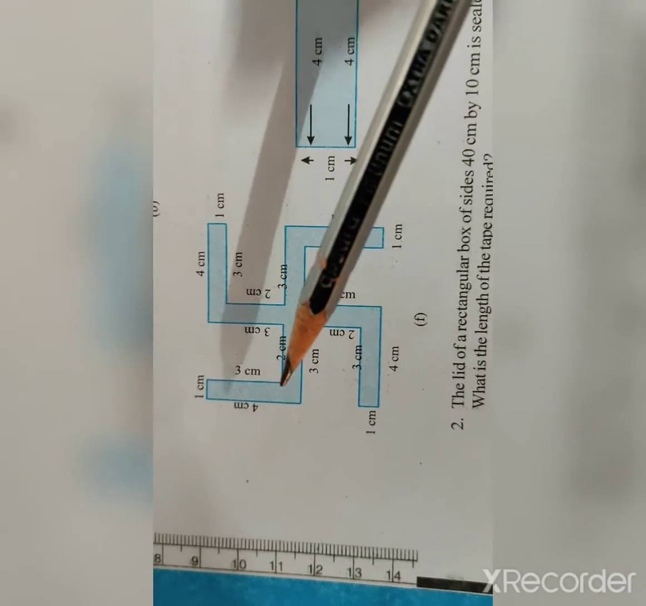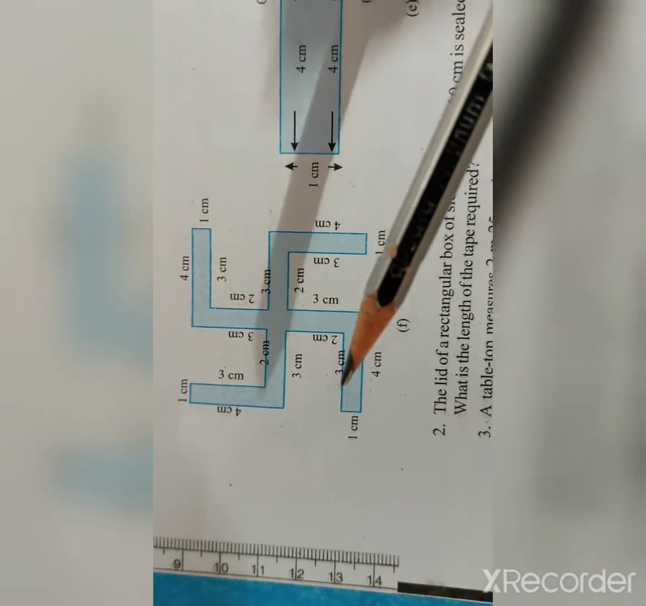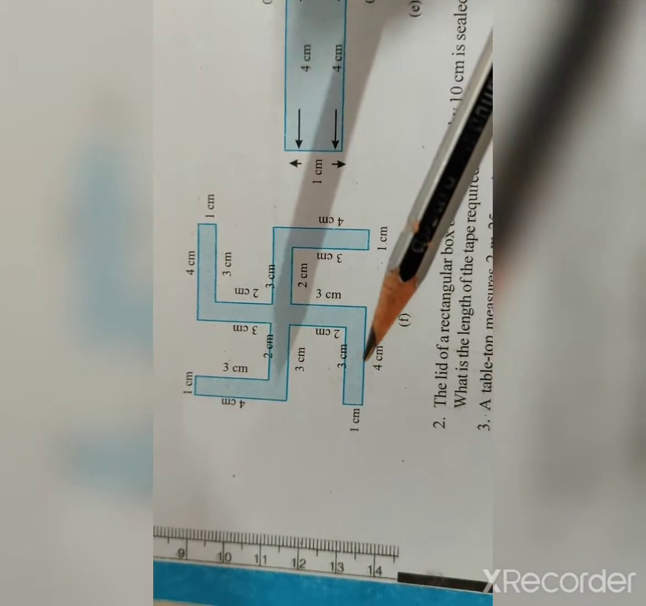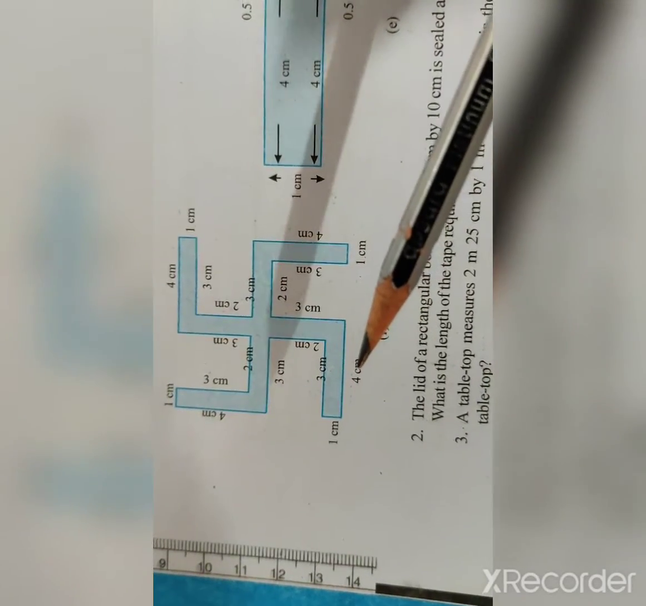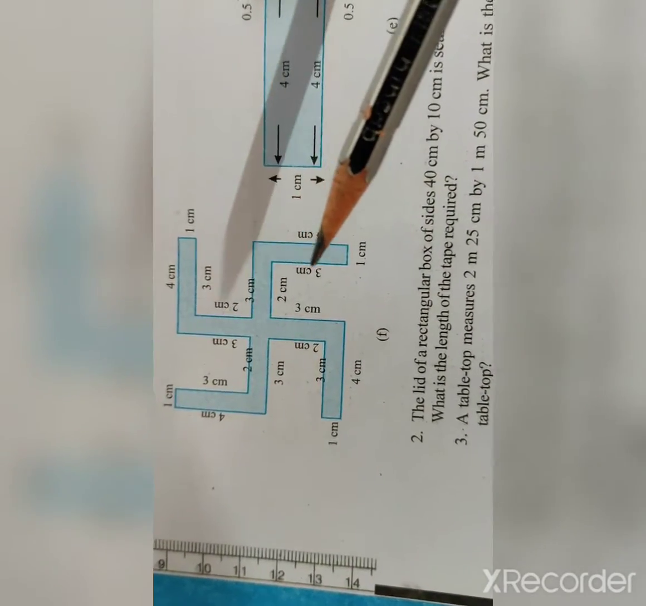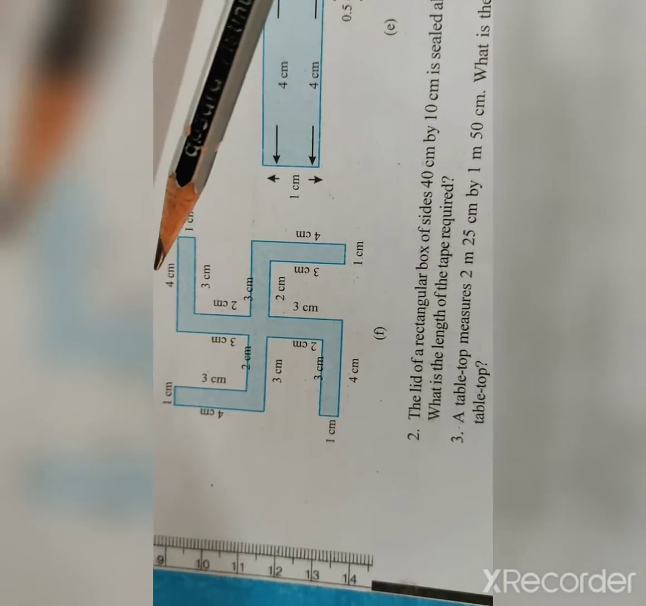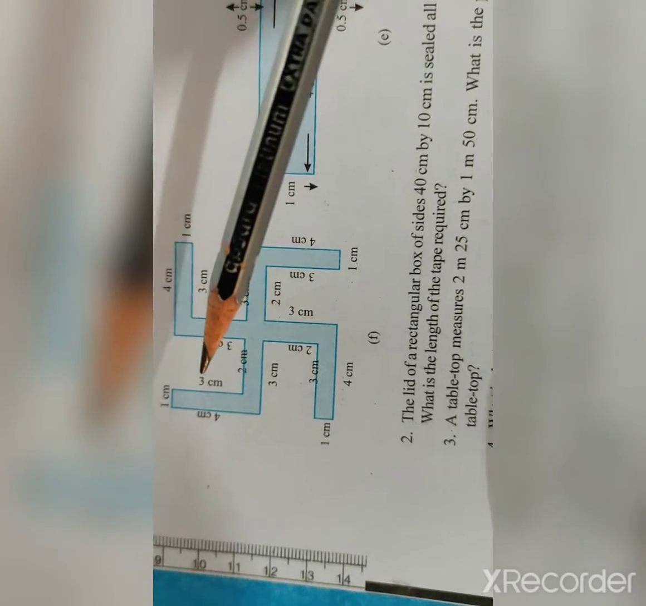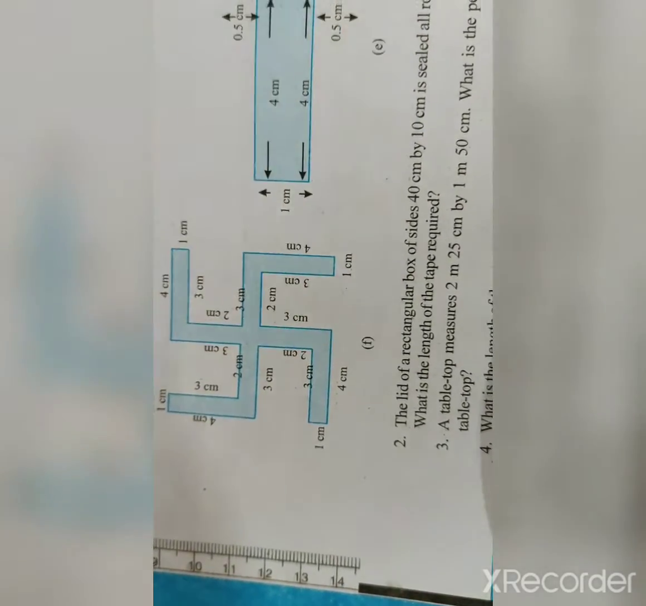And everywhere you can see the side length of the line segment is written. So you have started from here and you will reach here again. That means 1 plus 4 plus 3 plus 2 plus 3 plus 1 plus 4 plus 3 plus 2 plus 3 plus 1 plus 4 plus 3 plus 2 plus 3 plus 1 plus 4 plus 3 plus 2 plus 3, and then 8. Okay.